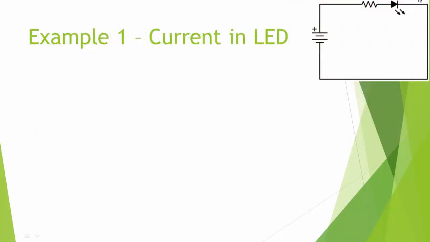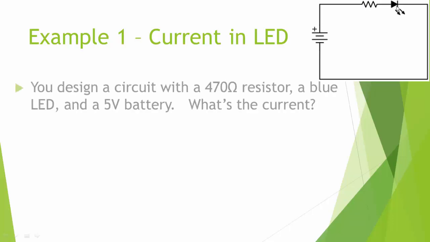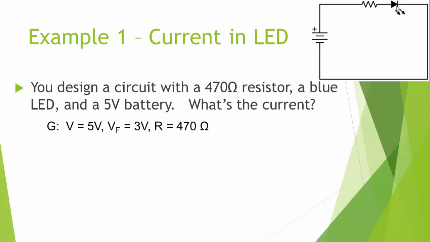So here's that cartoon circuit with a potential source, a resistor, and an LED. Now if this is a blue LED, a 5-volt potential source, and a 470 ohm resistor, we need to be able to calculate the current. Alright, so we're given a forward potential of 5 volts. Our voltage drop will be 3 volts because it's a blue LED, and our resistance is 470 ohms. We need to find the current.